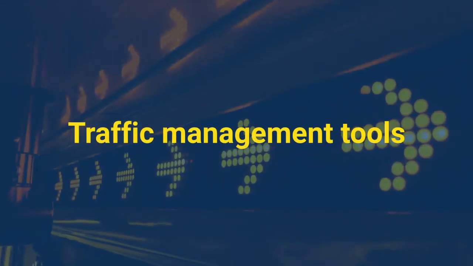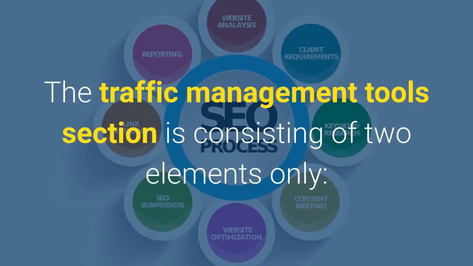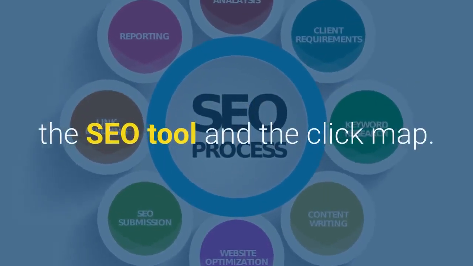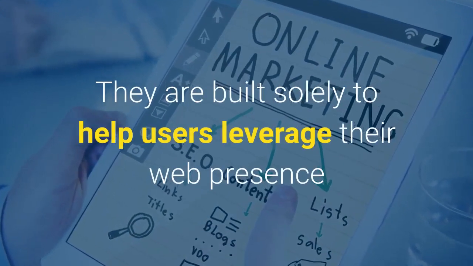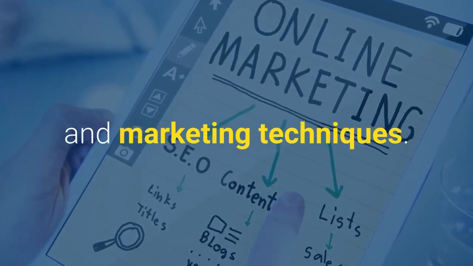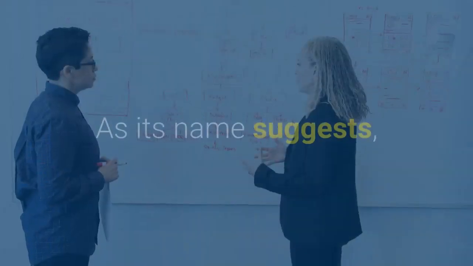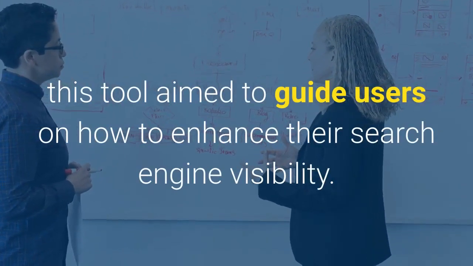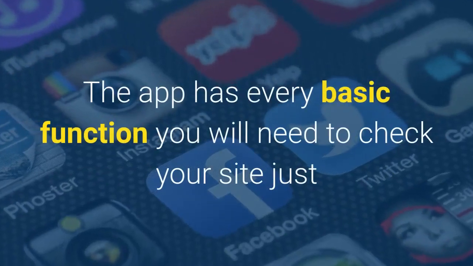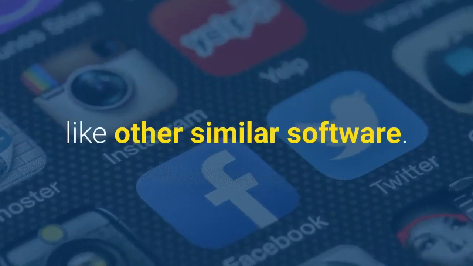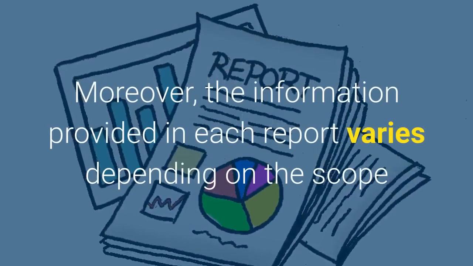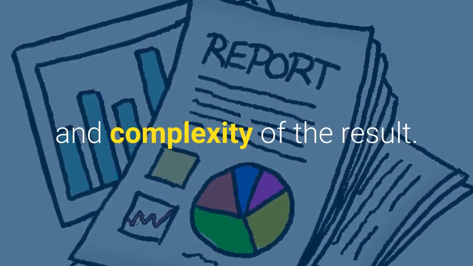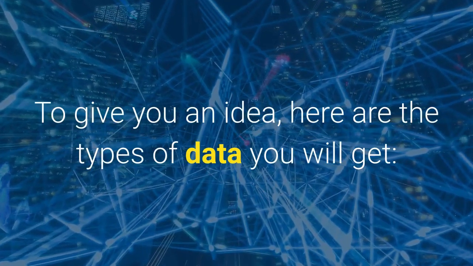Traffic management tools. The traffic management tools section consists of two elements only, the SEO tool and the click map. They are built solely to help users leverage their web presence and marketing techniques. SEO report. As its name suggests, this tool aims to guide users on how to enhance their search engine visibility. The app has every basic function you will need to check your site, just like other similar software. Moreover, the information provided in each report varies depending on the scope and complexity of the result. To give you an idea, here are the types of data you will get.